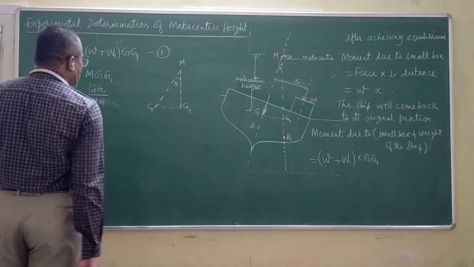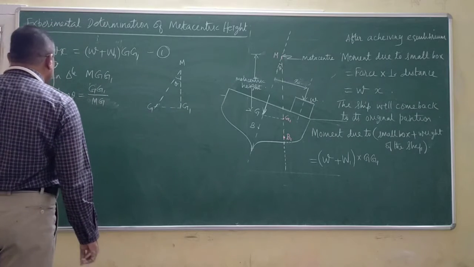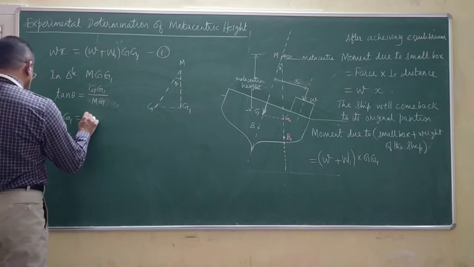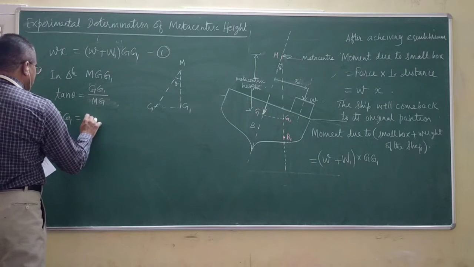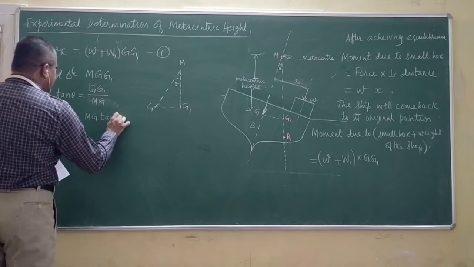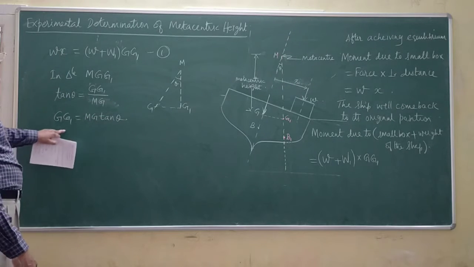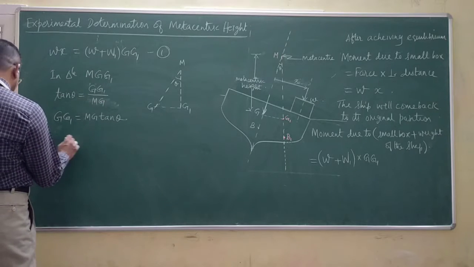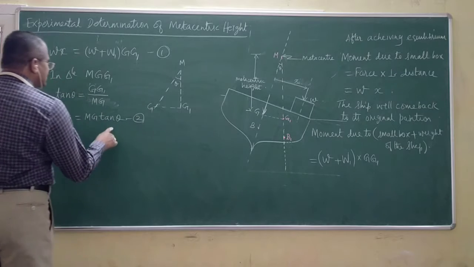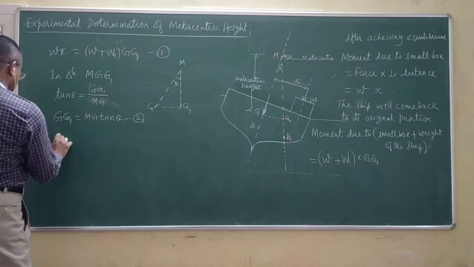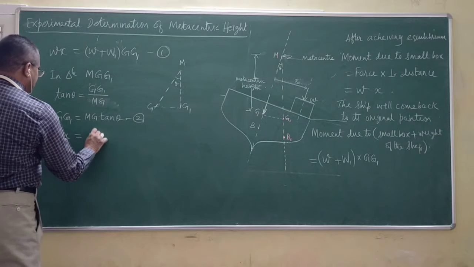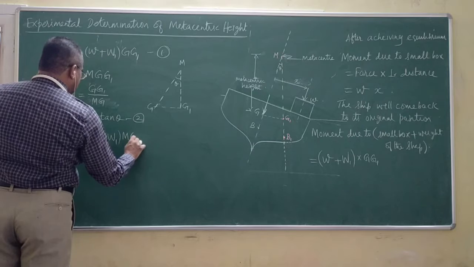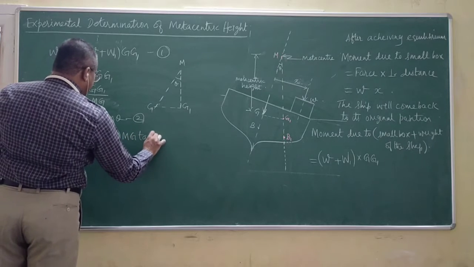This is the perpendicular I have drawn, okay? Fine. Therefore, from this, GG1 is equal to MG tan theta. I will substitute this value of GG1 here. Therefore, equation 1 becomes, if this is 2, substituting 2 in 1, Wx is equal to W plus W1 into MG tan theta.